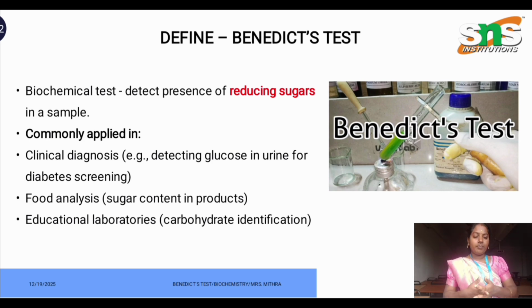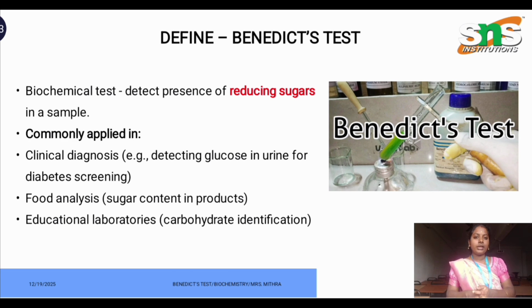Coming to the Benedict's test, it is a biochemical test which is used to detect the presence of reducing sugar in a sample, and that sample may be urine or any type of carbohydrate solution like glucose, fructose, etc. This Benedict's test is most commonly applied in clinical diagnosis, to detect the presence of glucose in urine for the screening of diabetes mellitus. In diabetic patients, the glucose is elevated in the urine, and in that urine we detect whether the reducing sugar glucose is present or not.